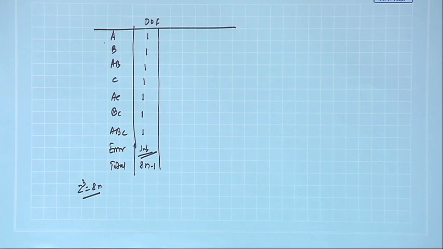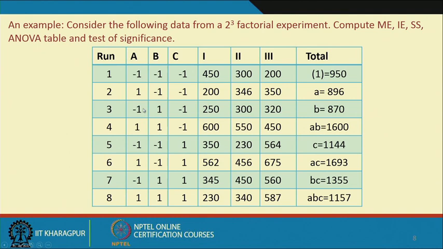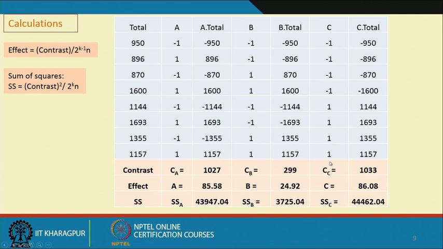Now, let us see one example. Here is a 2 to the power 3 design with A, B, C, using the same nomenclature. There are 3 replicates, and the sum of these 3 gives the total, 950. This is the data. Now we will see how we computed the contrast. The total is written here. For the A column with plus and minus signs, when you take the dot product with the totals and sum all of them, you get the contrast. Similarly, the sum for B gives contrast B, and for C gives contrast C.